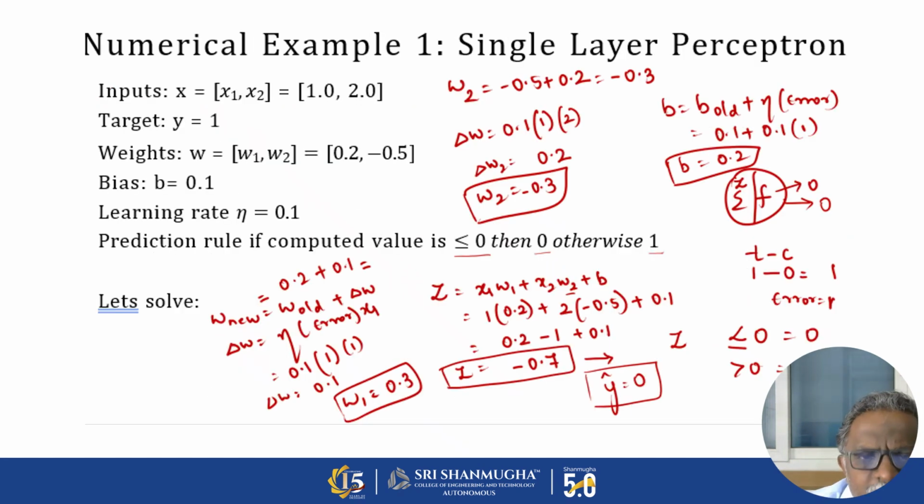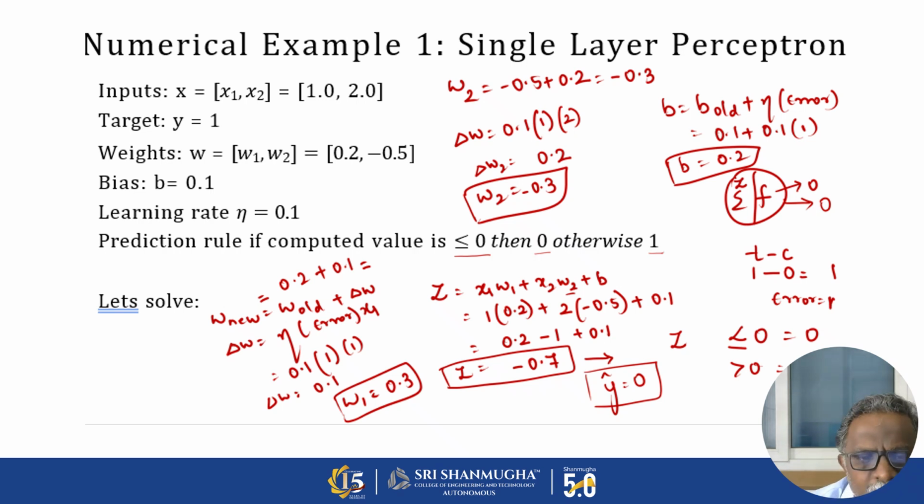Let us look at the simplest numerical problem on a single layer perceptron. Okay. So we'll have two inputs, that is 1 and 2. Target is 1, and the corresponding weights are 0.2 and minus 0.5. Bias is 0.1. Learning rate is 0.1. So we can compute based on the step function.